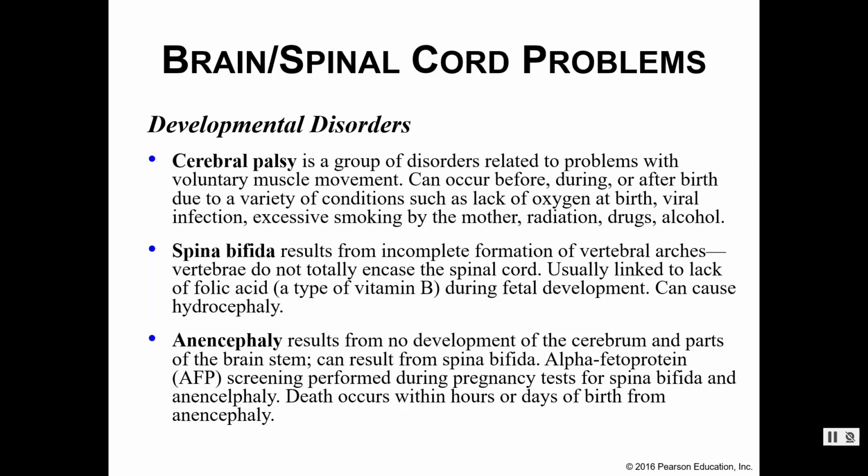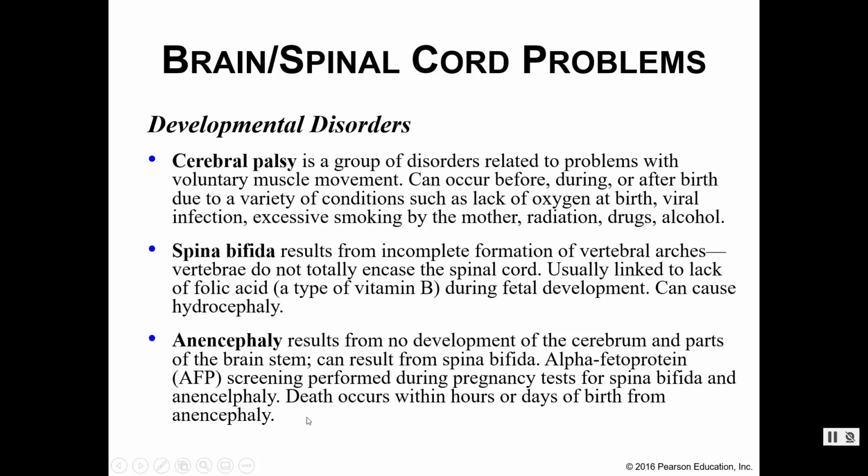This is usually linked to a deficiency or lack of folic acid during fetal development. Now, folic acid is a type of vitamin B that is required for proper fetal development. This can also lead to hydrocephaly, so having too much cerebrospinal fluid on the brain. We've talked about hydrocephaly before. Again, there are varying degrees of spina bifida. Okay, so some mild to moderate cases, and then there are some very severe cases as well.